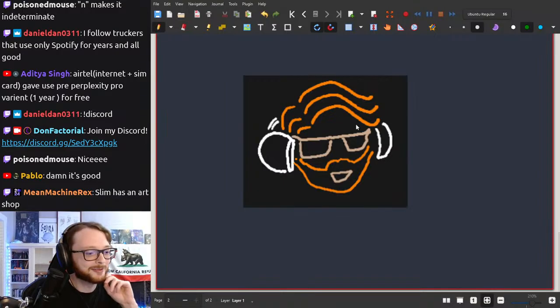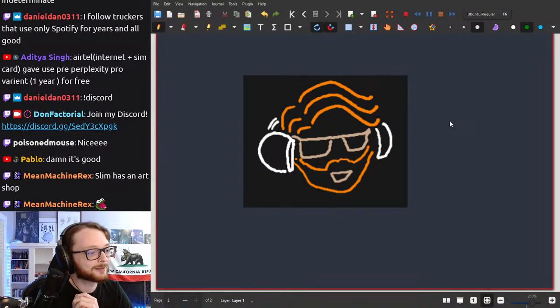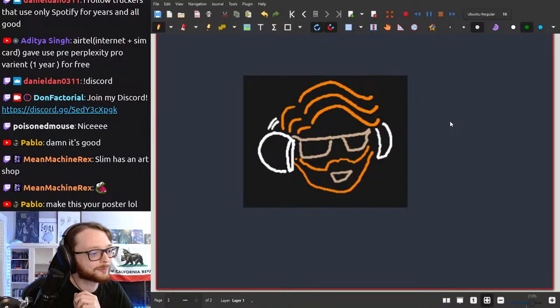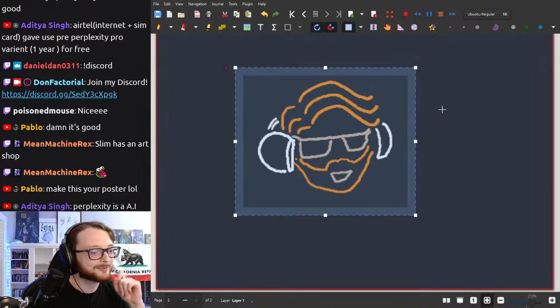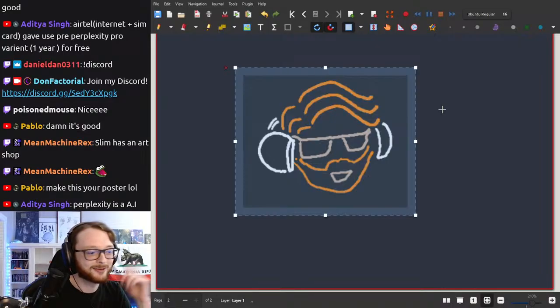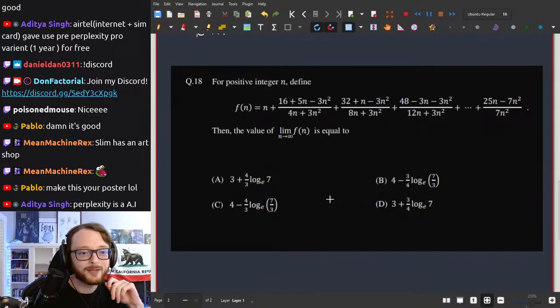Like honestly, he could open one. Internet plus SIM card gave... Free Perplexity Pro? I don't know what you're talking about there, Adia. Make this your poster? Honestly, it wouldn't be a bad one for an avatar. Nice. Perplexity is AI. Oh, I don't want to use AI.